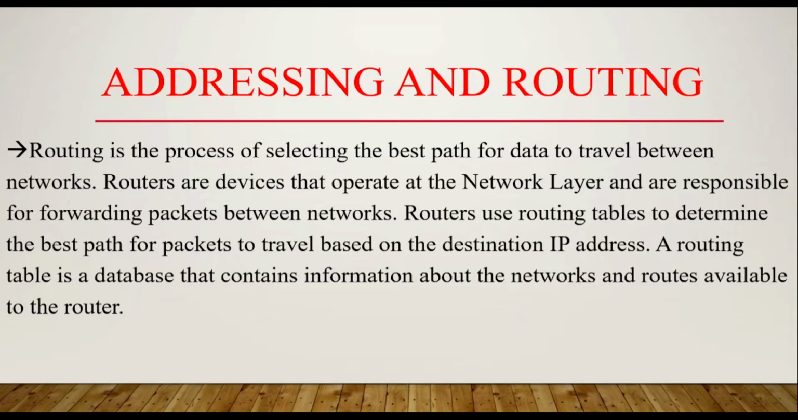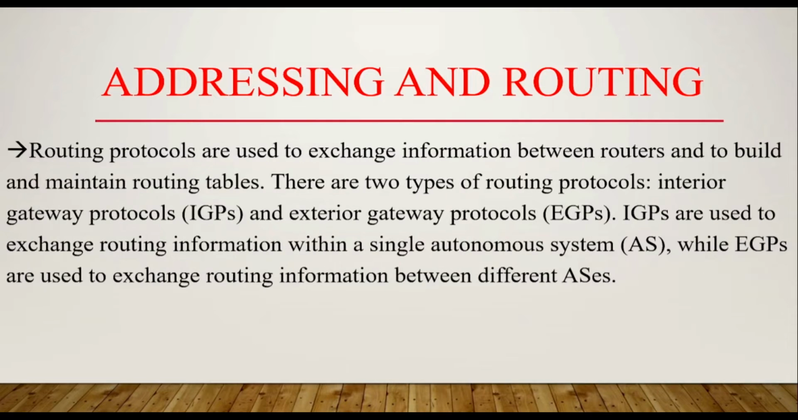Next, routing is the process of selecting the best path for the data to travel between networks. Routers are devices that operate at the network layer and are responsible for forwarding packets between networks. Routers use a routing table to determine the best path for packets to travel based on the destination IP address. A routing table is a database that contains information about the network and routes available to the router.